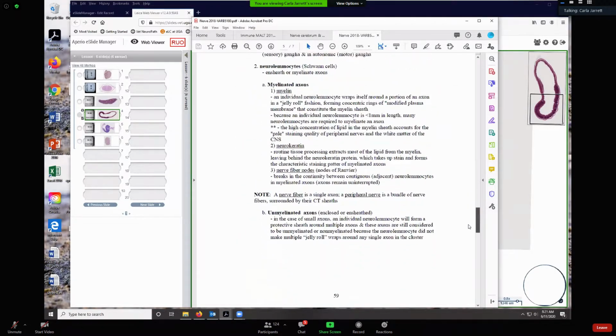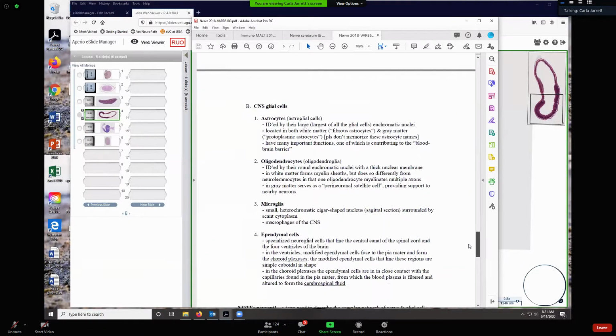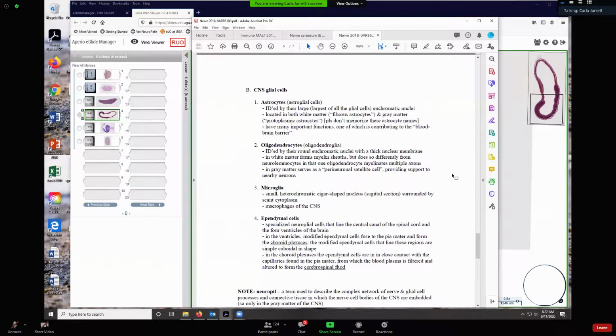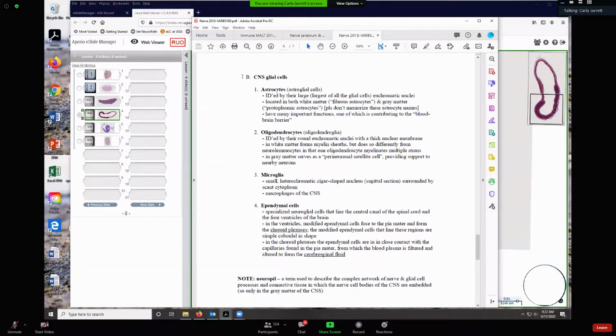Oh, there will be glial cells. There are peripheral glial cells and there are central glial cells. What the heck are glial cells? Glial cells are cells that support the nervous tissue, so they support the neurons. In the central nervous system, there are 4 different types of glial cells. We'll meet most of these in the spinal cord. Today, we will look at some oligodendrocytes and we'll look at ependymal cells.